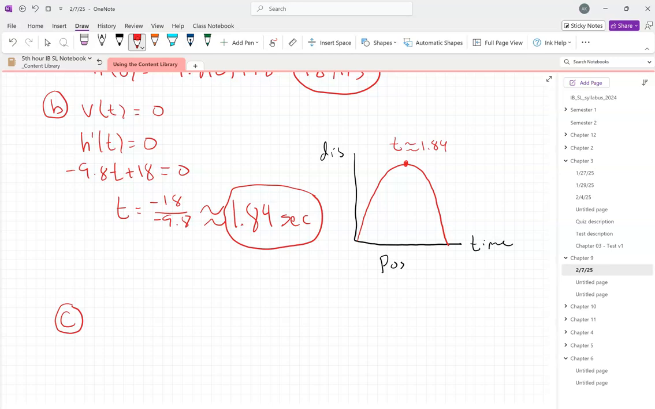of the ball the moment it hits the ground. So to do this, I need a time, right? I need to know what time the ball hits the ground. If we're talking about the ball hitting the ground, are we talking about position or velocity? Position. So I need to find when h of t is equal to 0, and I'm going to use that answer for t to plug into v of t to find that velocity. Is everybody okay with that idea?